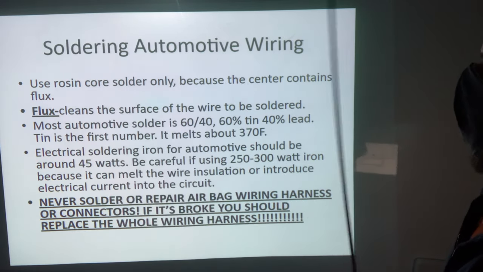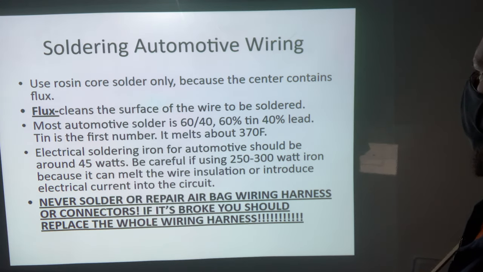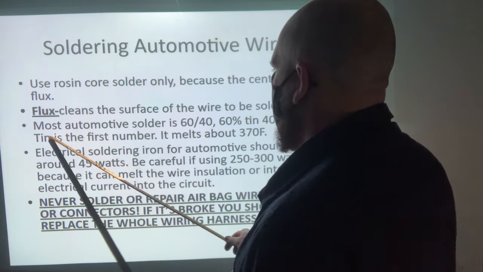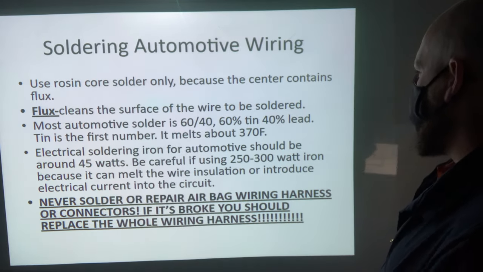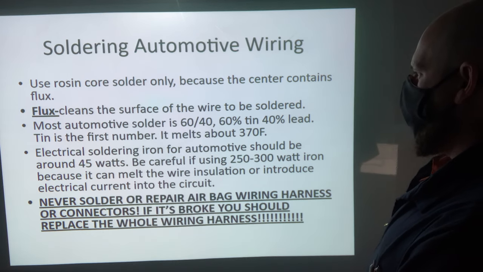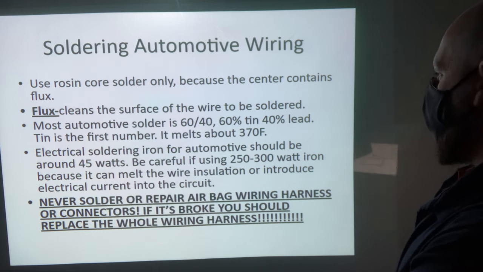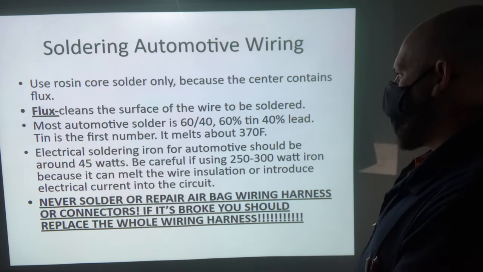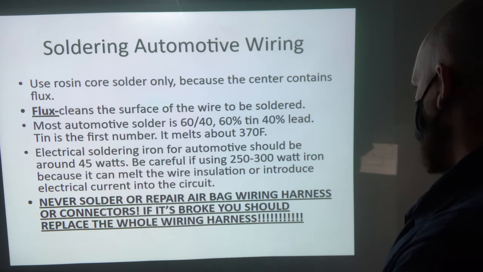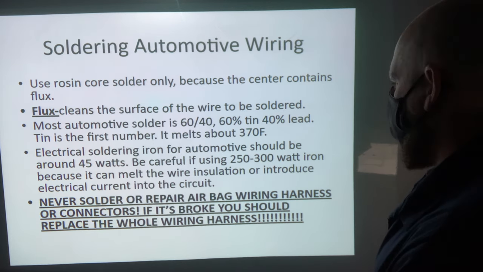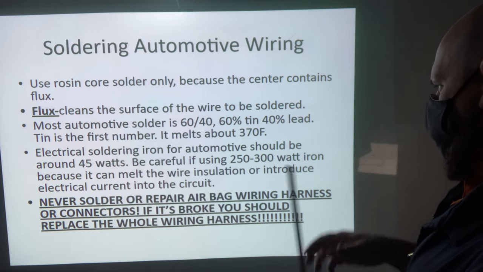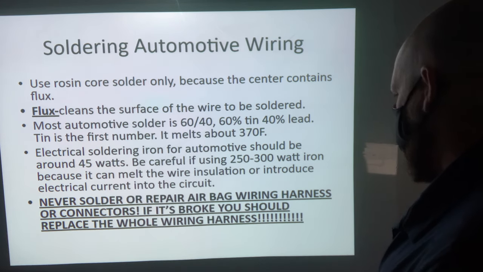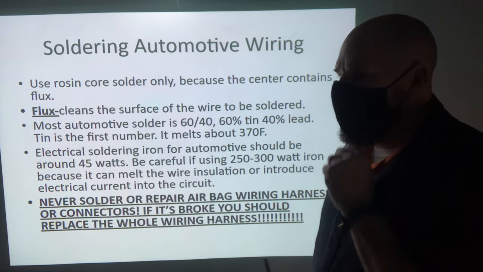Soldering automotive wiring. Use rosin core solder only, because the center contains flux. Flux cleans the surface of the wire to be soldered. Most automotive solder is 60-40, 60% tin, 40% lead. It melts at about 370 degrees Fahrenheit. An electrical soldering iron for automotive work should be around 45 watts. Be careful using a 250 to 300 watt iron, because it can melt the wire and insulation or introduce electrical current into the circuit. Never solder or repair an airbag wiring harness or connectors. If it's broken, you should replace the whole wiring harness.